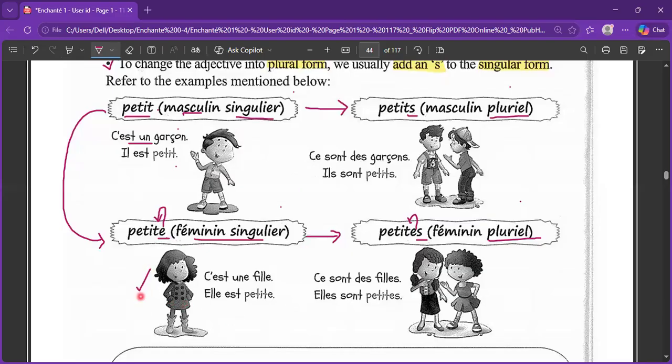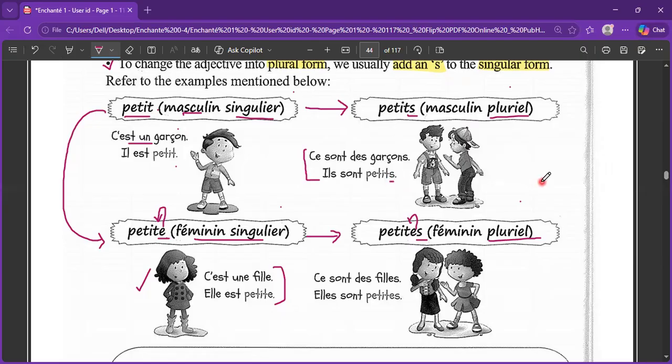Okay, can you read the girl's description as well? C'est une fille. Elle est petite. Very nice. What could be the possible meaning? This is a girl. She is small. Absolutely correct. Let's read these. Ce sont des garçons. Ils sont petits. Petit. Petit. Yeah, we don't change the pronunciation because of the S.